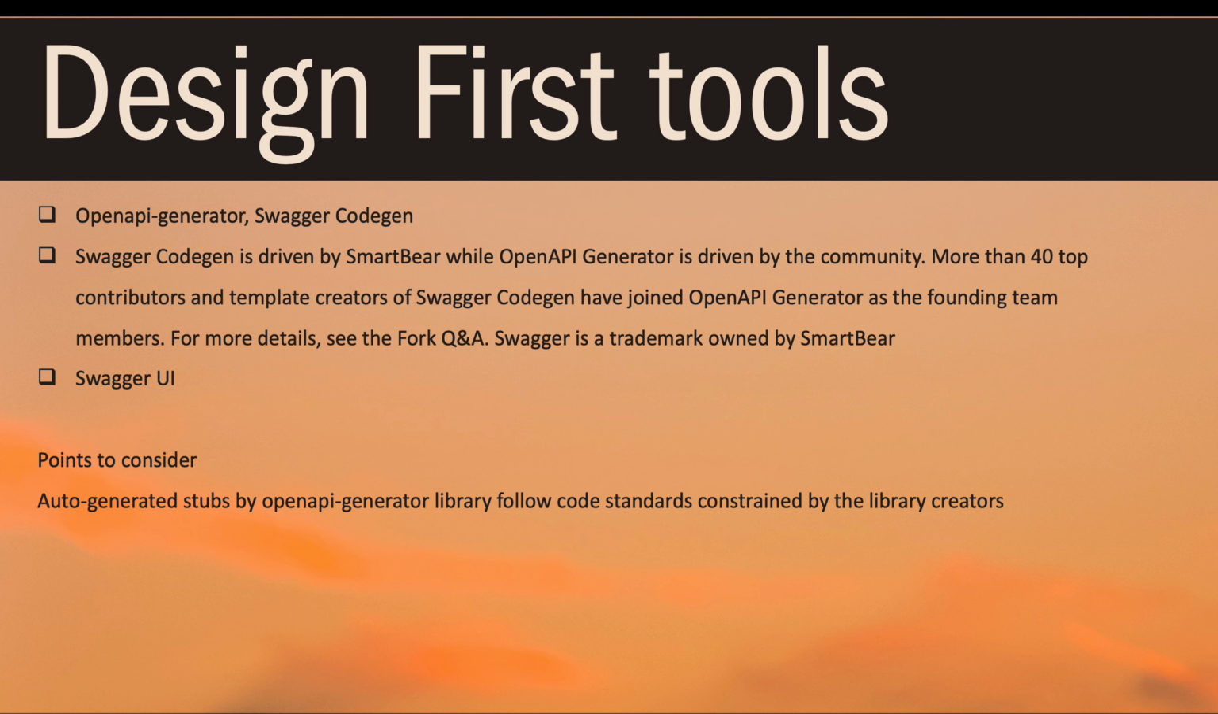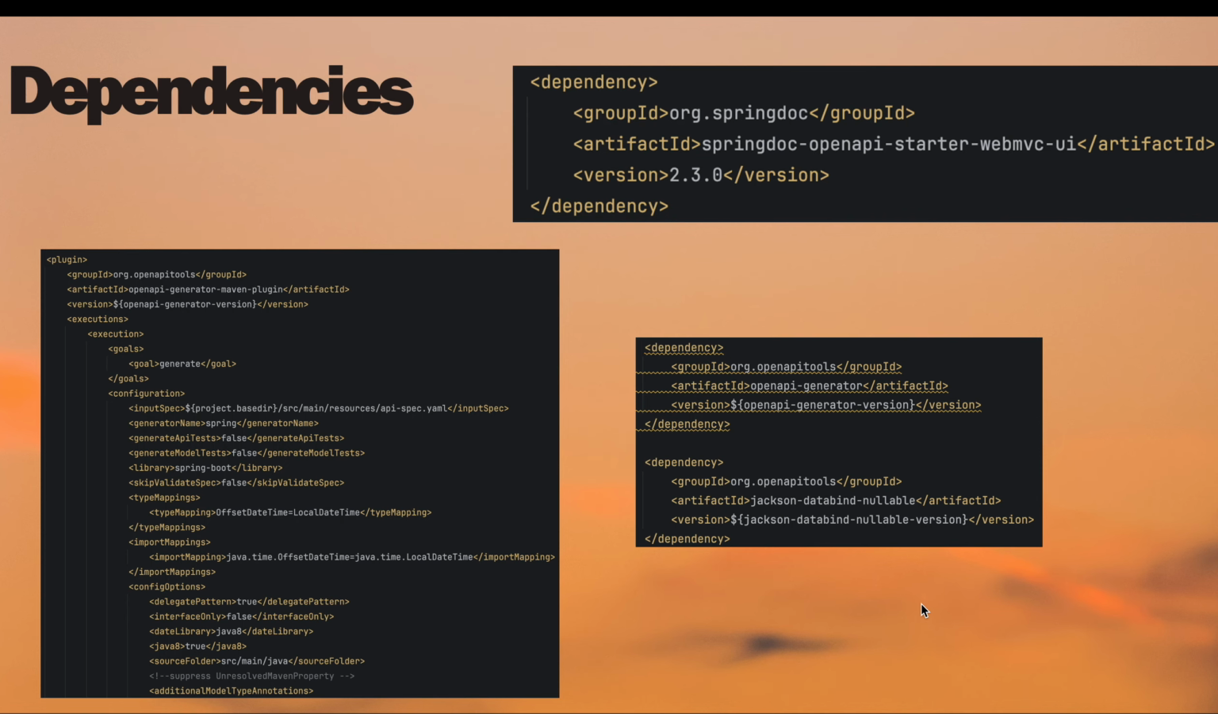So the points to consider: auto-generated stubs or code stubs by the OpenAPI Generator library follow code standards constrained by library creators. So you can be sure that the code that is generated follows the industry code standards. So in the Spring Boot project, what are the dependencies that you need?